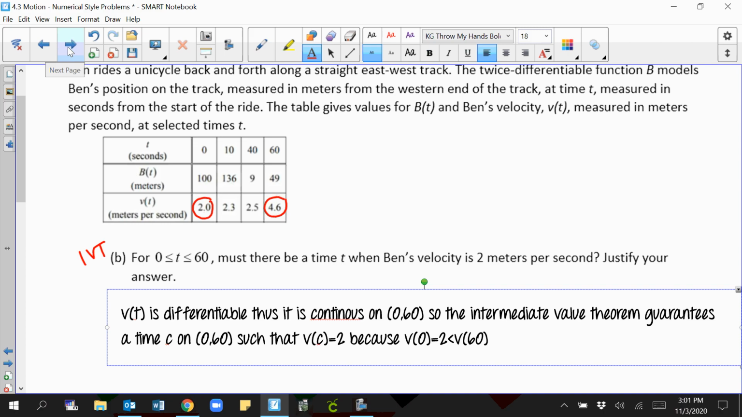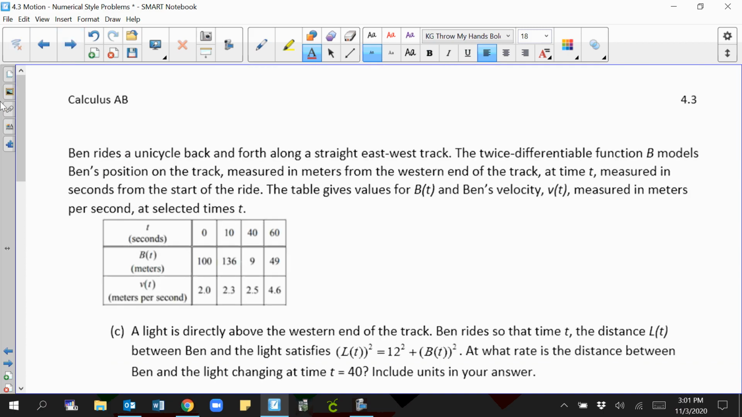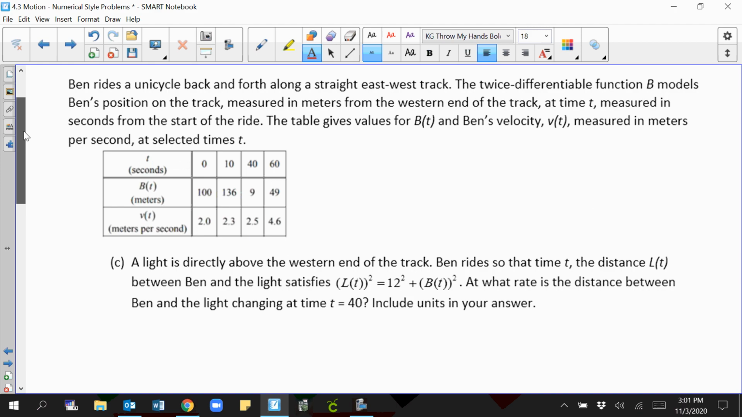Let's look at part C. This one's going to be the fun one. This one's going to take a little bit longer because we are going to have to do some related rates here. So it says a light is directly above the western end of the track. Ben rides so that at time t, the distance L of t between Ben and the light satisfies this equation right here. At what rate is the distance between Ben and the light changing at the time t is equal to 40? Include units in your answer.